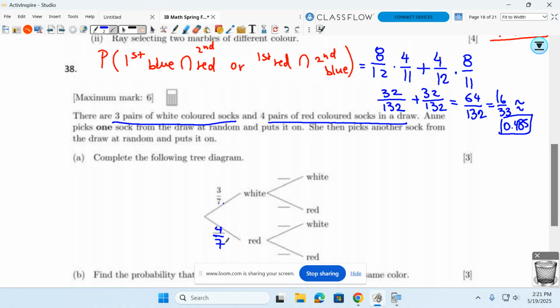Now, once you draw a white sock, and there were originally 3 white socks, once you draw one, there's only 2 left out of 6. So this one is 4 out of 6 since they have to add up to 1. If we start off with 4 red socks and we draw one that's red, we have 3 out of 6 here, and we have 3 out of 6 here.